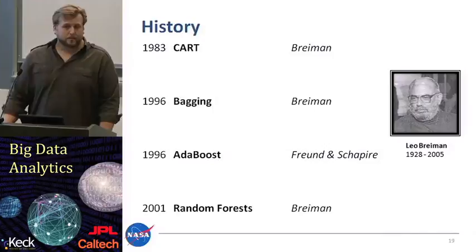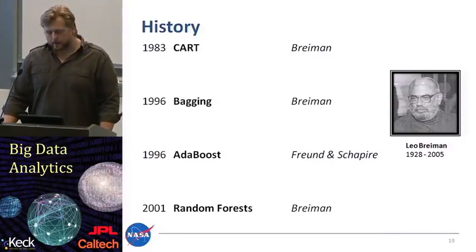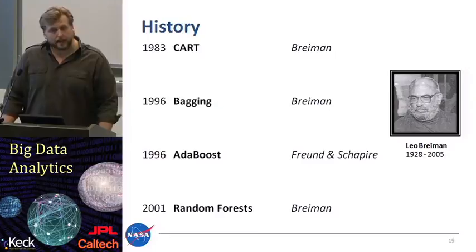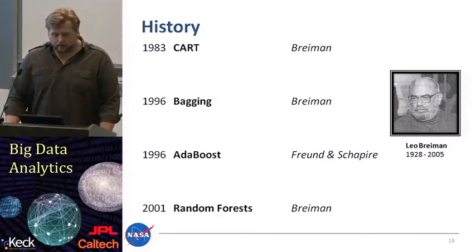A quick history about random forests and decision trees. There are some seminal papers. In '83, Leo Breiman presented CARTs. These are classification and regression trees. These are the most fundamental decision tree classifiers, which were used a lot in the 80s and 90s.